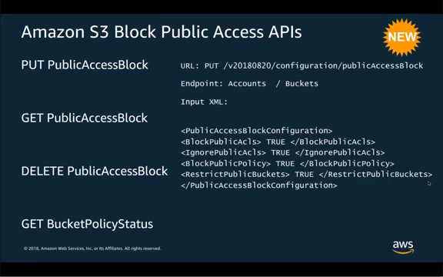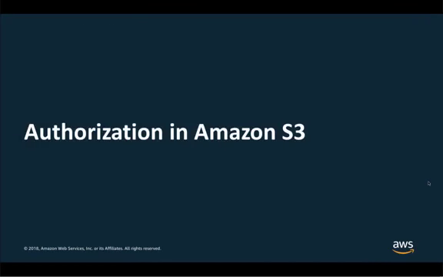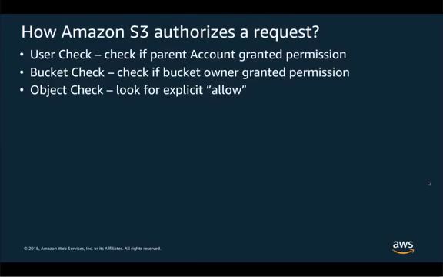Okay, so we talked about different access control mechanisms. We talked about how to prevent public access. Let's talk about how we authorize requests in Amazon S3. Now, there are 3 checks that I have divided this into. How we evaluate all policies together. But for simplicity's sake, let's talk about the user check, the bucket check, and object check in different context.